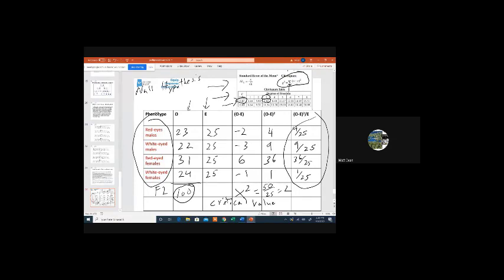And that critical value, again, 7.82. So we have to compare our calculated chi-square value to our critical value from the table. If chi-square is greater than the critical value, we're going to reject the null hypothesis.